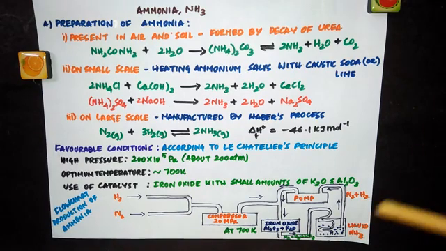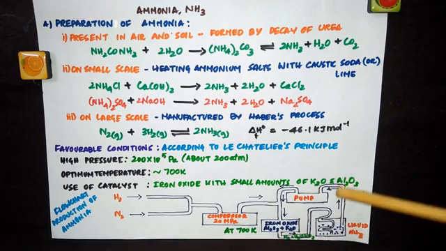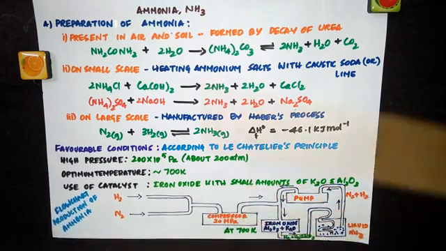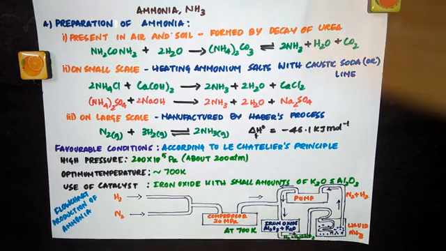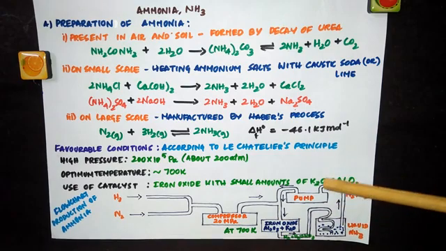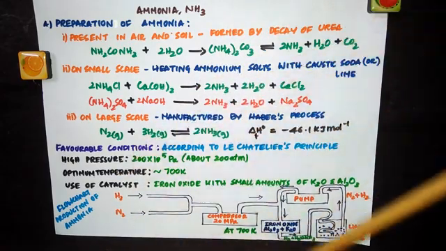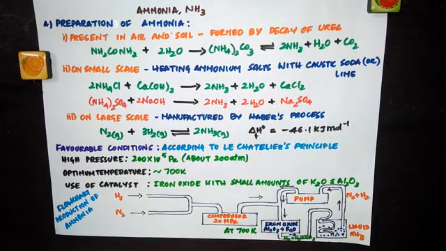And if there is any unreacted hydrogen and nitrogen, that will be circulated back to the reaction area, to the reaction pipe, because only ammonia is liquefied here. And the remaining hydrogen and nitrogen will pass here, and it is mixed with the fresh incoming gaseous mixture of hydrogen and nitrogen. So this is the flow chart for the production of ammonia. This manufacture of ammonia is done by Haber's process.